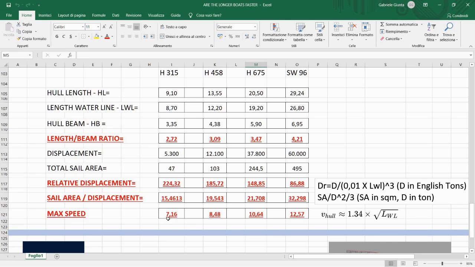this formula. And we are going from 7 knots to 12.5 knots. So again, we can understand that bigger, longer boats are faster.